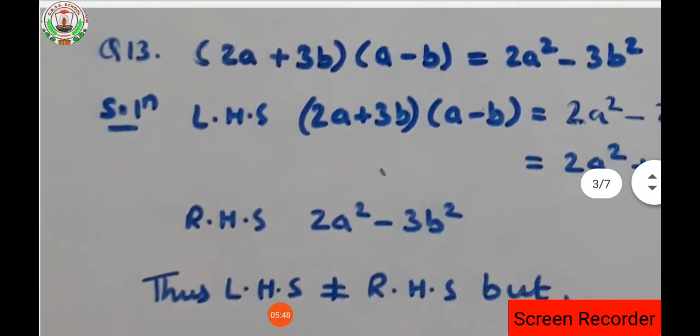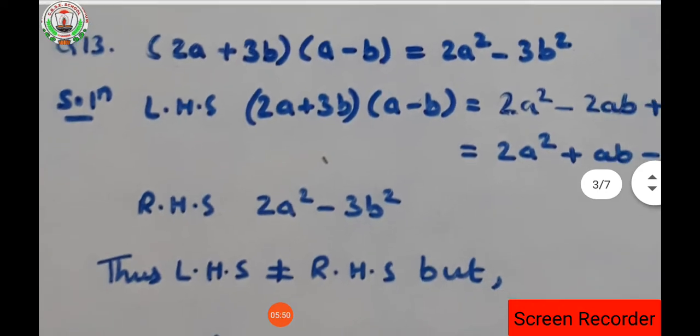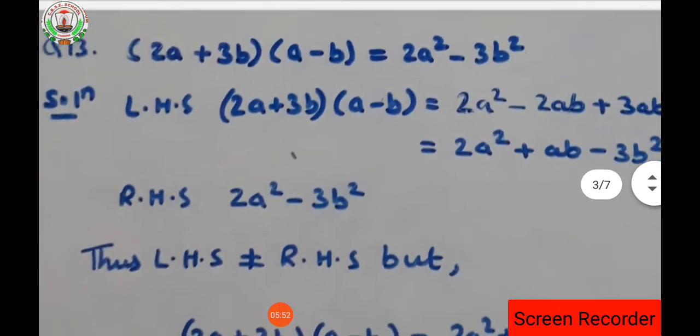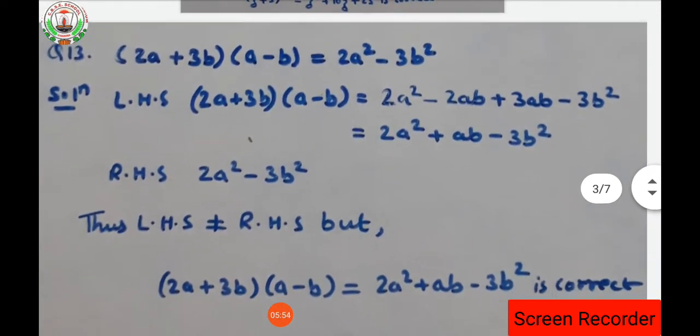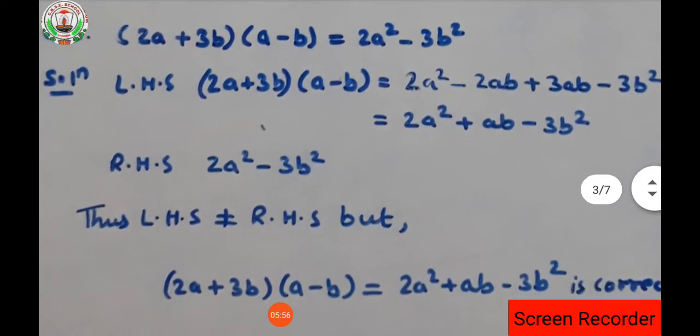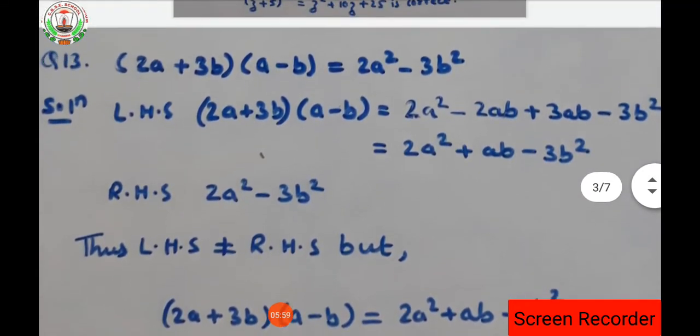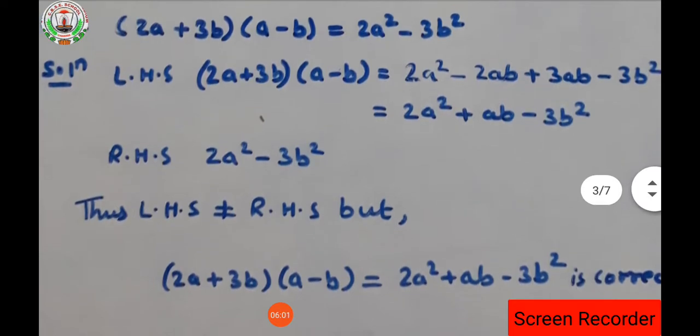Okay, now in the next question, the 13th question. In the 13th question, it is asked: (2a + 3b)(a - b) = 2a² - 3b². This is the question we are having.